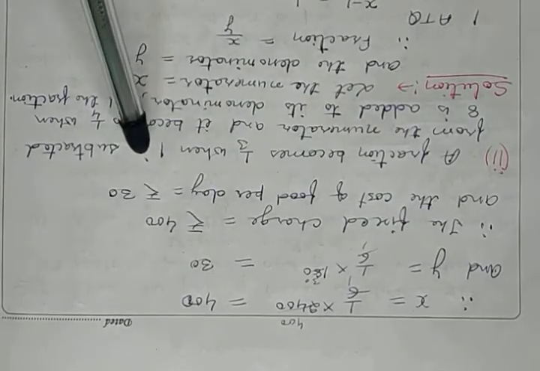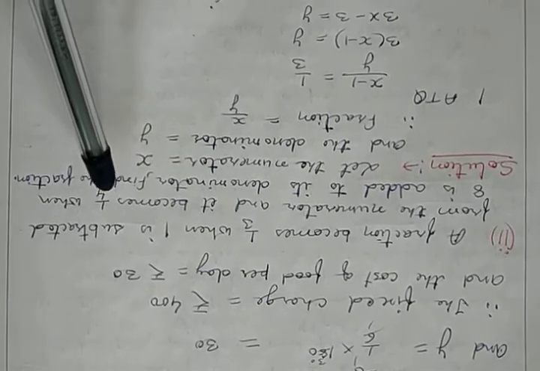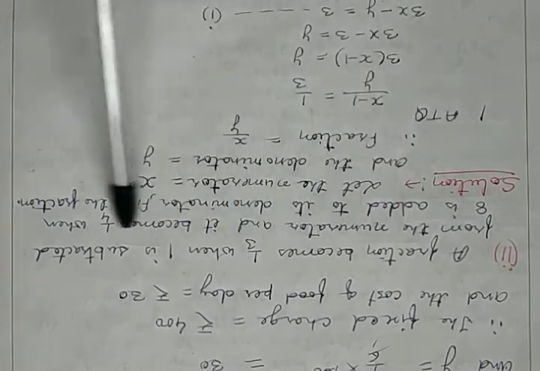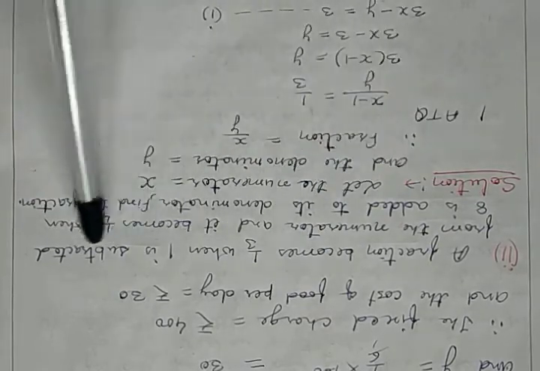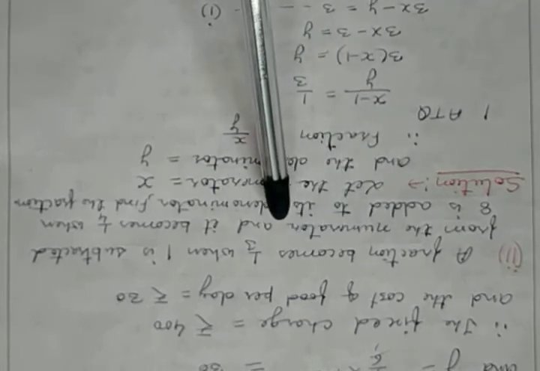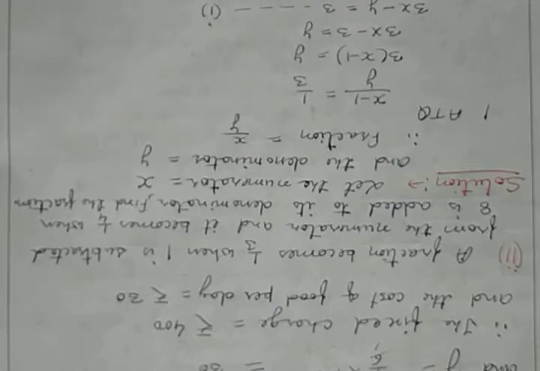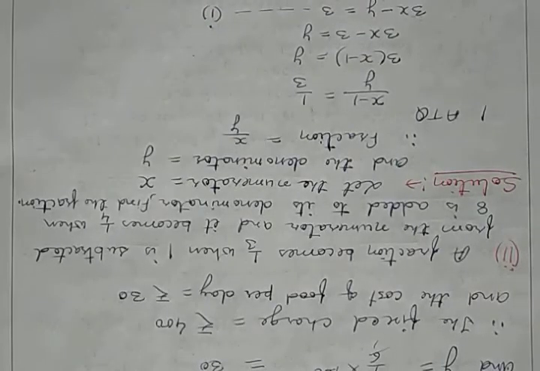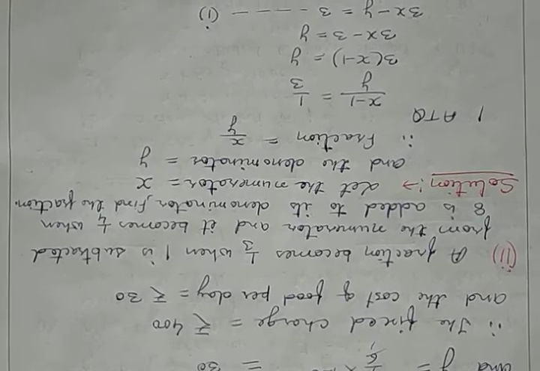That is the first part of question number 4. Similarly, the second. Now this question is coming for the third time here. If a fraction becomes 1/3 when 1 is subtracted from the numerator and it becomes 1/4 when 8 is added to its denominator, find the fraction.